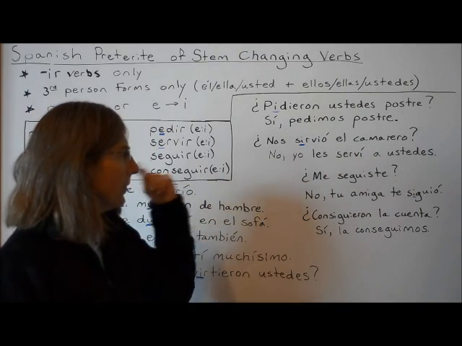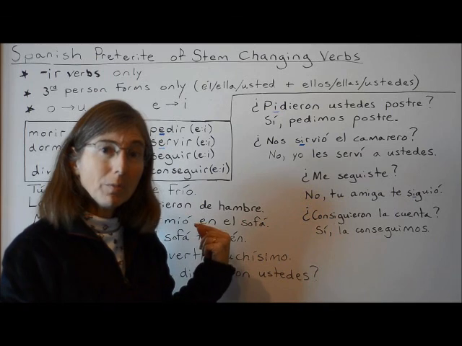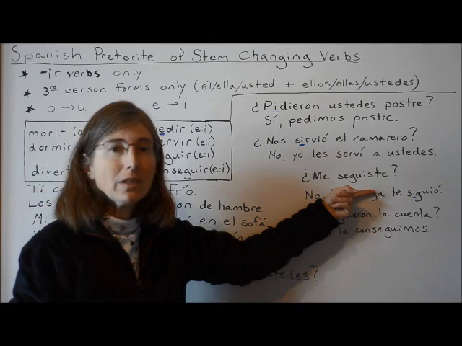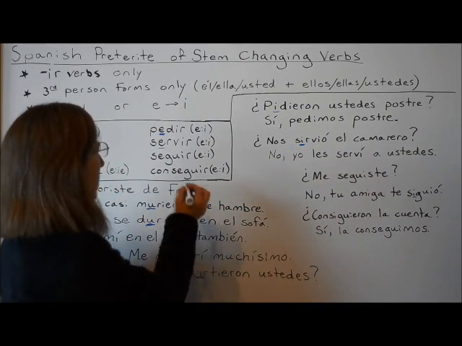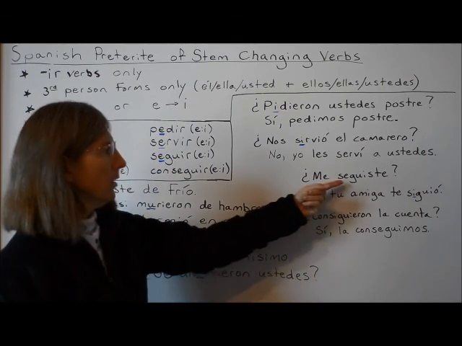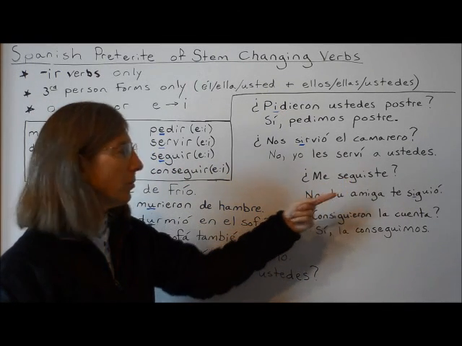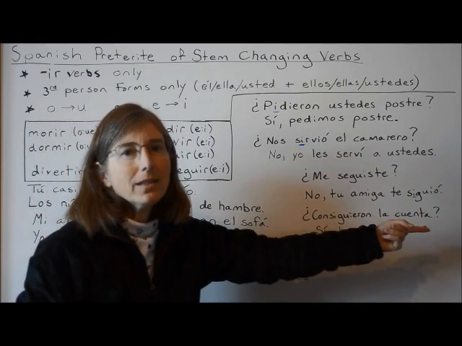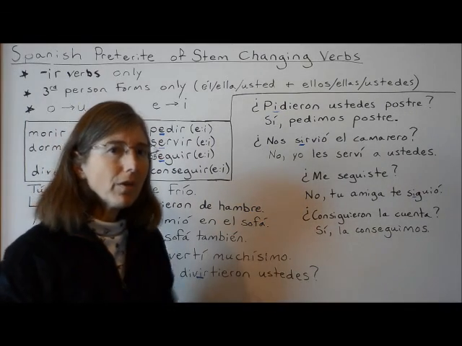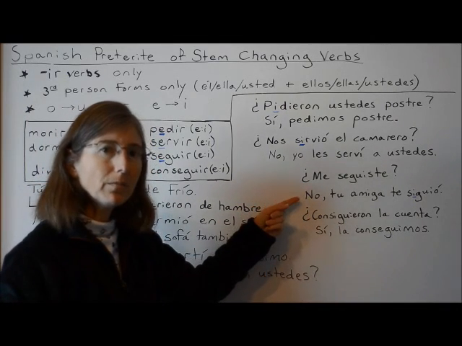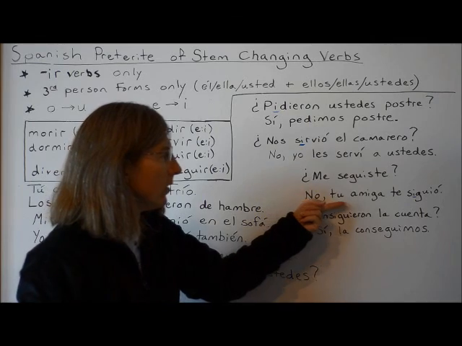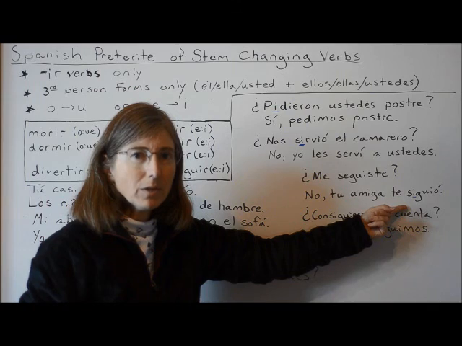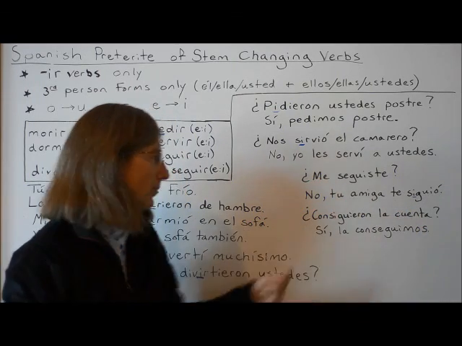For seguir, ¿me seguiste? Did you follow me? In this example, this is the tú form, it's second person, so the E does not stem change. Stays E in the second person. But in the third person, we're going to see a stem change. No, tu amiga te siguió. No, your friend followed you. Did you follow me? No, your friend followed me. And here's your stem change. The E changed to an I in the third person form.